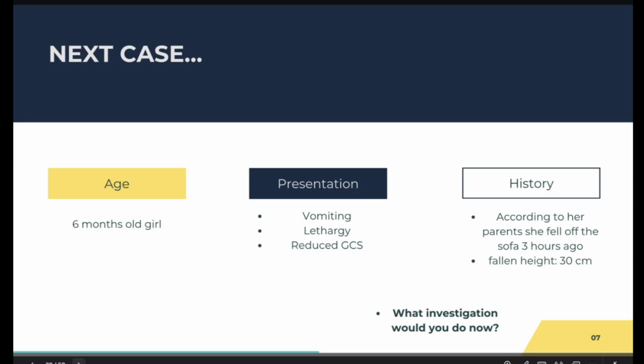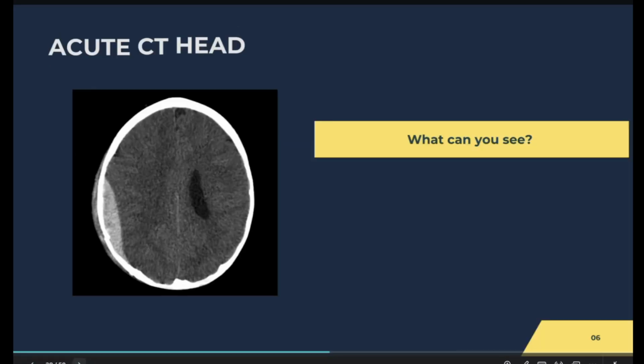So yeah, I already can see some responses. CT head scan, because of possible bleed, CT head. So yes, that is a great answer. And what can you see in this image?